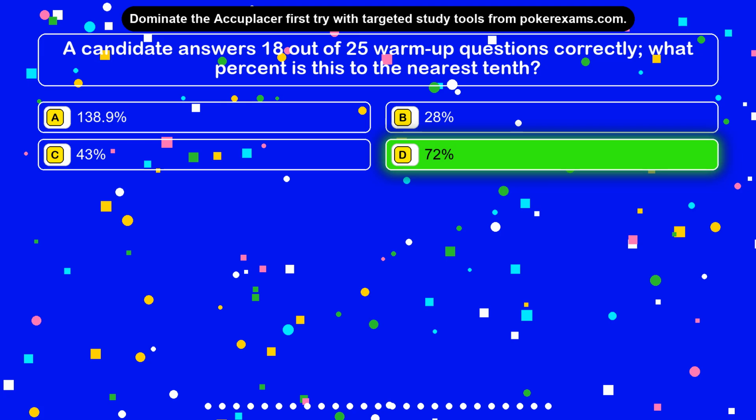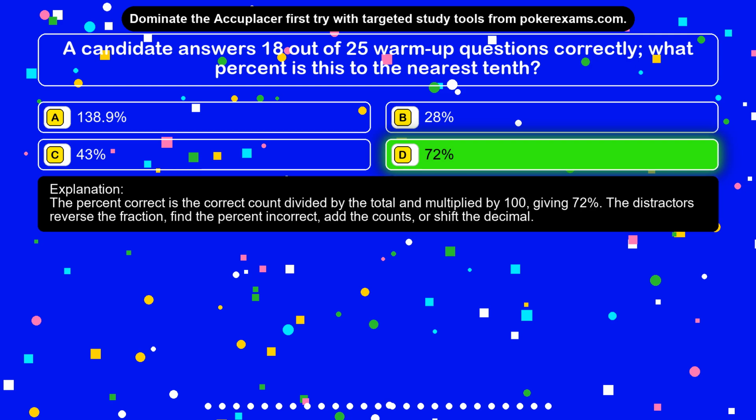The correct answer is option D, 72%. The percent correct is the correct count divided by the total and multiplied by 100, giving 72%. The distractors reverse the fraction, find the percent incorrect, add the counts, or shift the decimal.